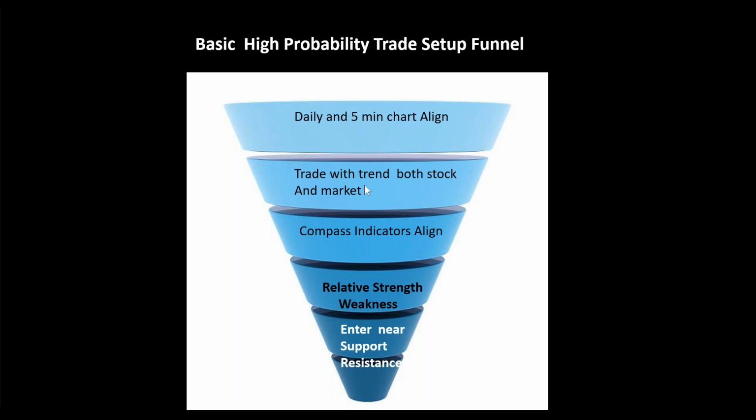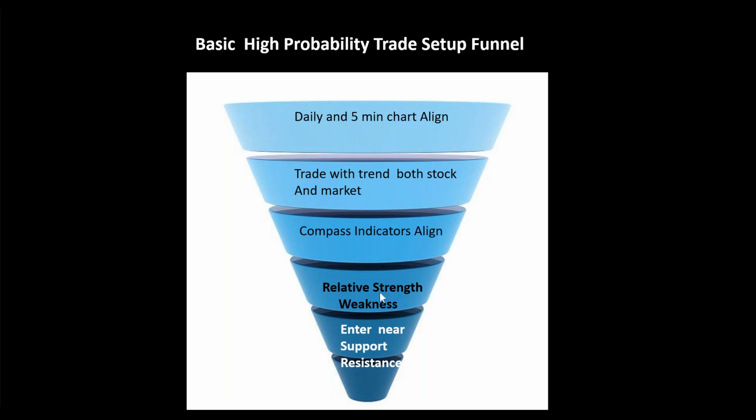Then we want to trade with the market trend if there is one. And then the Compass indicators also need to align. If we're going long, these Compass indicators, especially the multi-time frame momentum and the current time frame momentum, both need to be blue or green. I want the Compass indicators to tell me that the institutions are in there and my daily chart is nice and long. Then we look on the 5-minute chart for relative strength and relative weakness. We're going to enter the trade when the stock is showing relative strength or relative weakness to the SPY.